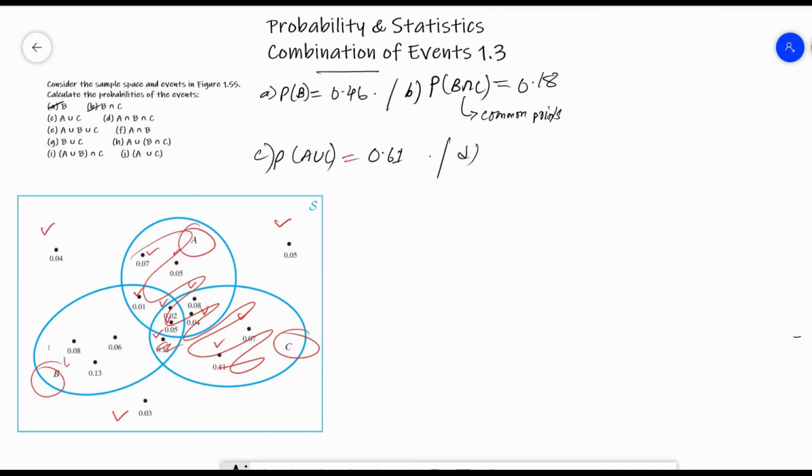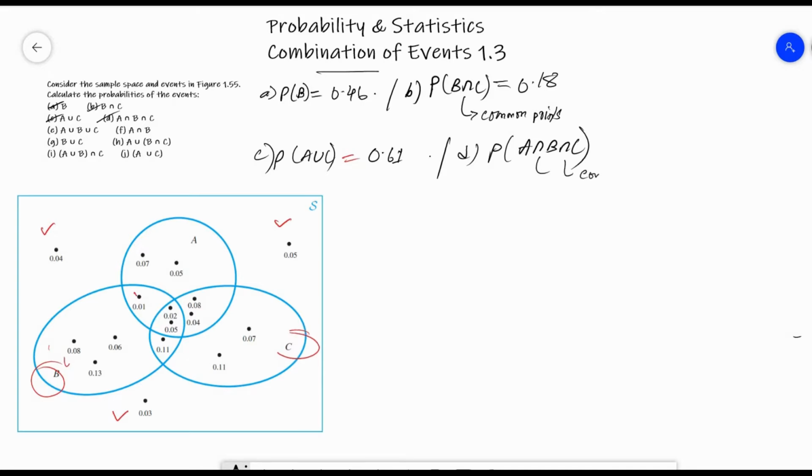Now moving on to number D. In number D, we are asked to find out the probability of A intersection B intersection C. Now, it indicates that we have to take again the common points that exist between A, B and C. This one is our A. So if I mark the common points between A, B and C, this one is for A and we have the common space B, and for C. So we have only this zone. So if we add 0.02 and 0.05, we end up with 0.07.